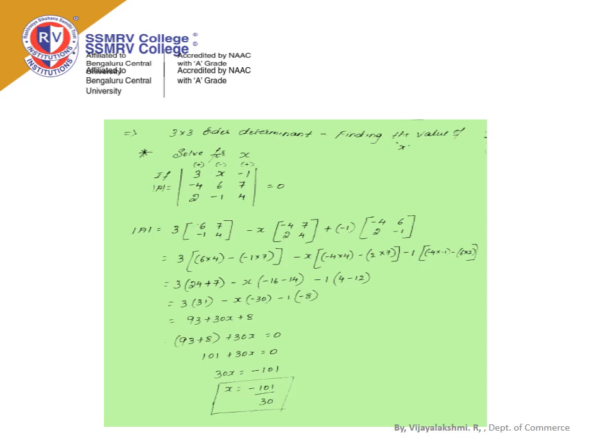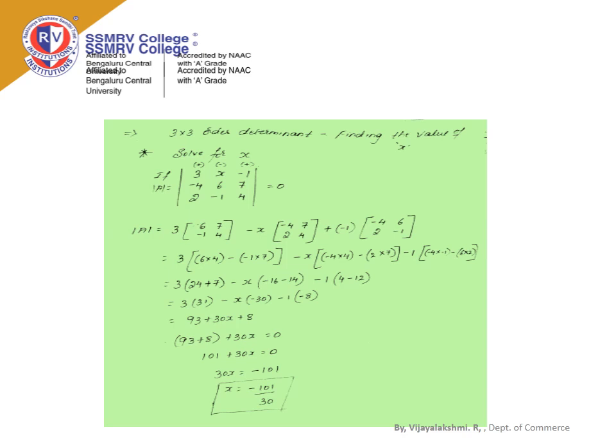3 into, as we discussed earlier, when you are taking 3, the same row item and same column item should not be taken. 3 into 6 into 7 minus 1 into 4, minus, using the positional sign, minus x into minus 4, 7, 2, 4.